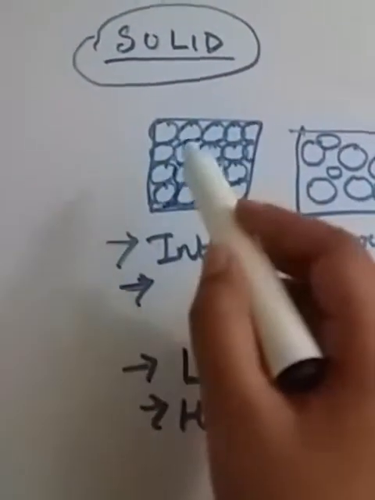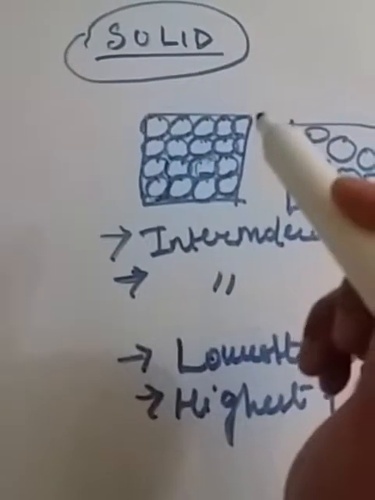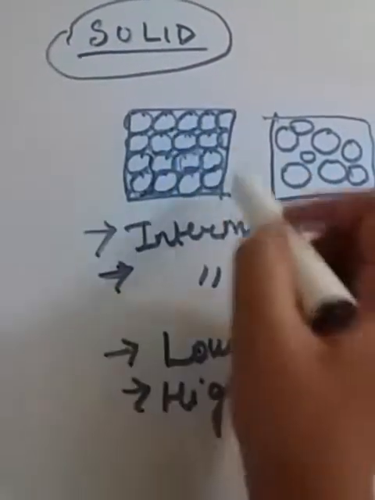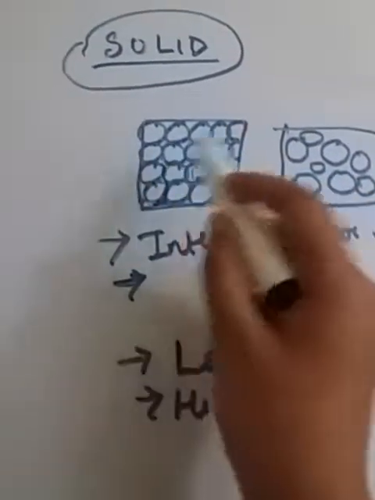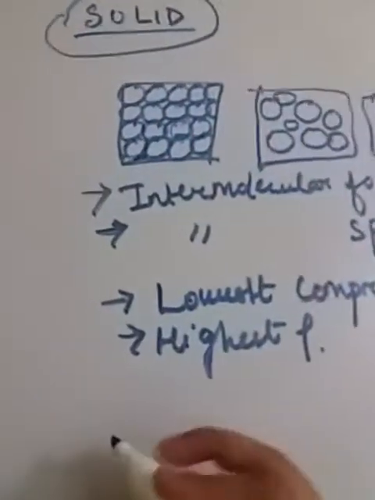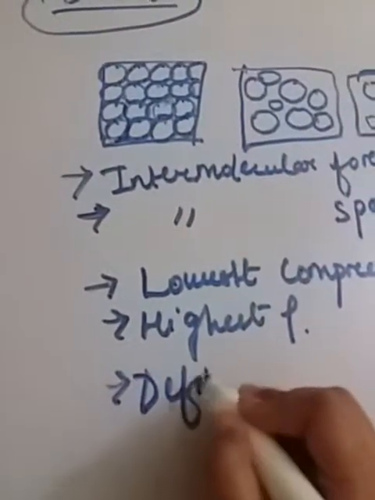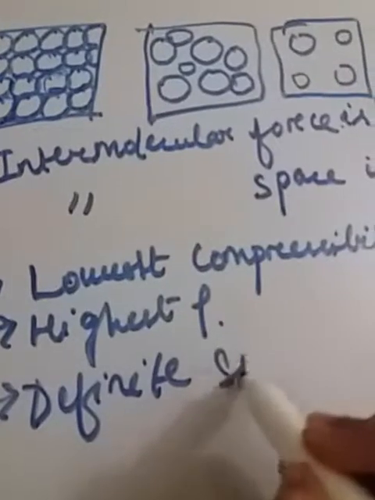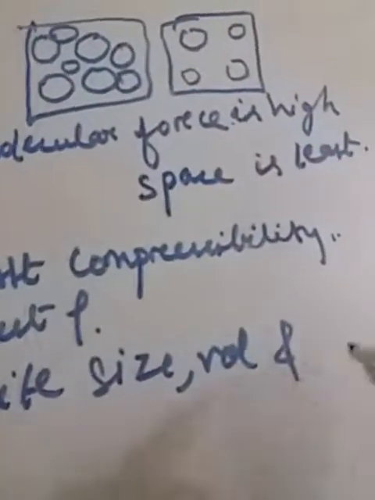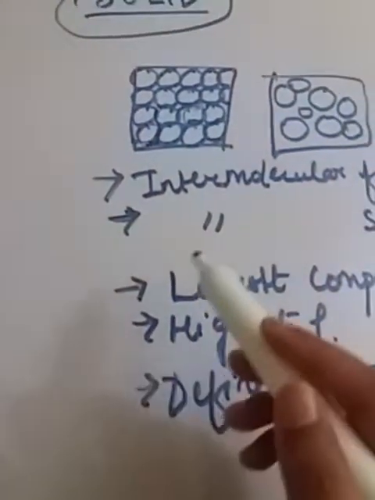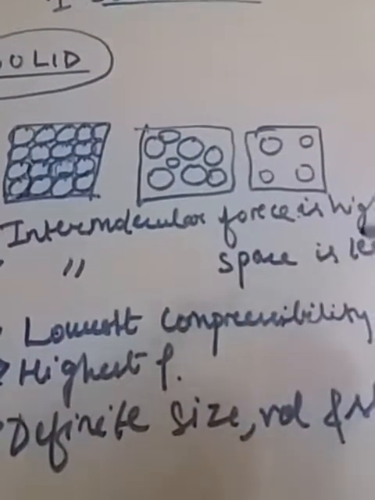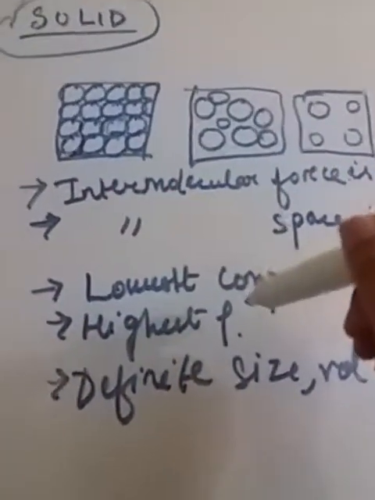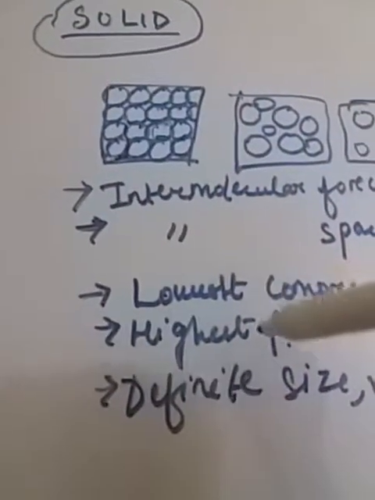Here you can find its definite shape, size and volume. It has a definite shape, a regular type structure. Its size, almost all are equal. Definite volume. So another trait is definite shape, size and volume. So how many factors do we have now? Intermolecular force is too high, space is too less, lowest compressibility, highest density, definite size, shape and volume.